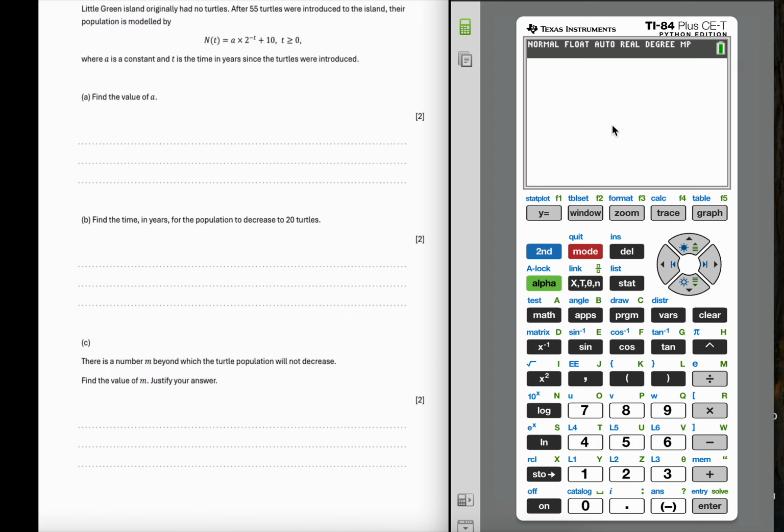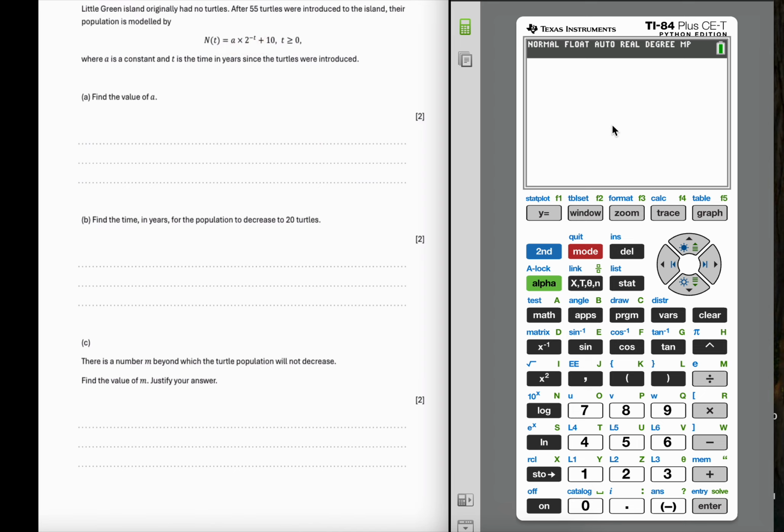So this question is an exponential question, and we can see that from the equation that's given to us here. This is an exponential where the power is the unknown. On this question, we're looking at the number of turtles and their population. And we need to first of all find the value of A.